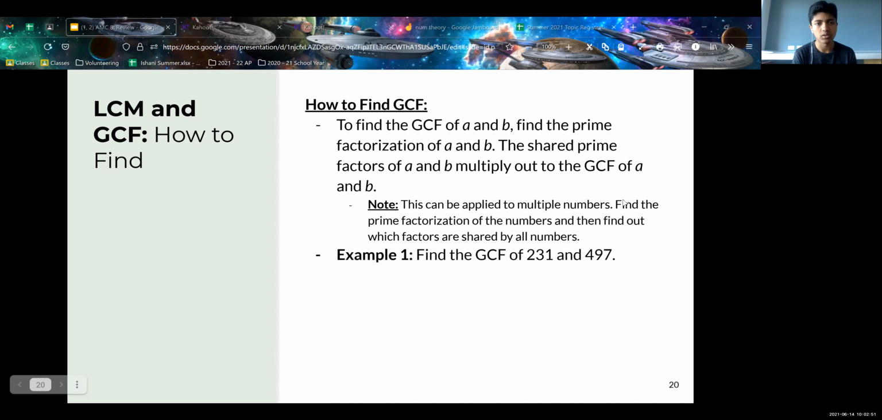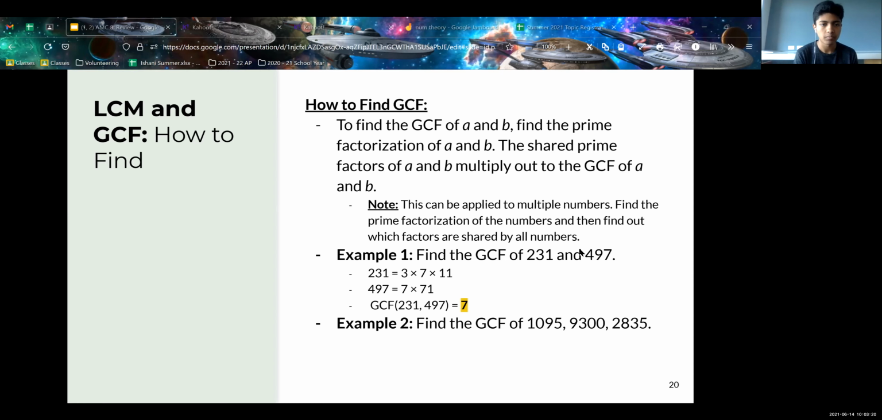This can be applied to multiple numbers. So example one, find the GCF of 231 and 497. 231 is 3 times 7 times 11. That is the prime factorization. And the prime factorization of 497 is 7 times 71. In both of these numbers, we can see that 7 is the common prime number in the prime factorizations. So the greatest common factor would just be 7.